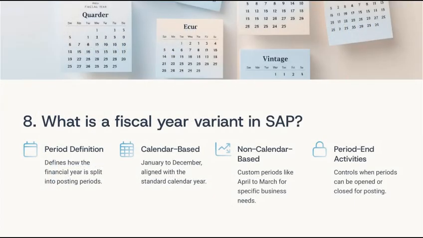8. What is a fiscal year variant in SAP? A fiscal year variant defines how the financial year is split, for example, 12 months or periods. It can be calendar-based or non-calendar-based, and it helps define posting periods and period-end closing activities.